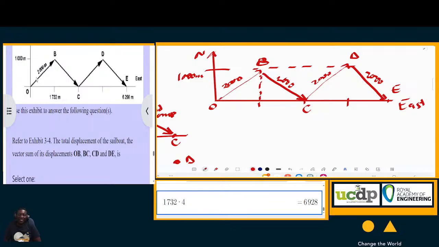If the height and the distance per point on the horizontal... Okay, so we're given 1,000. Look at my diagram here. We're given 1,000 there, and ideally that would be 1,000 as well. But we're told this is 1732, and this is 6298, which is 1732 times 2, times 3 and times 4.